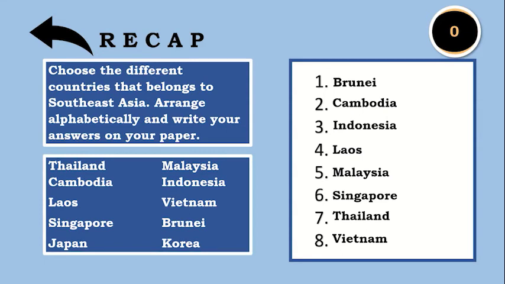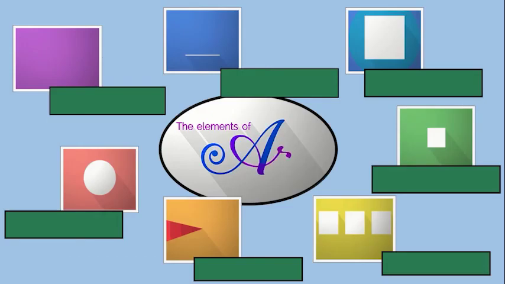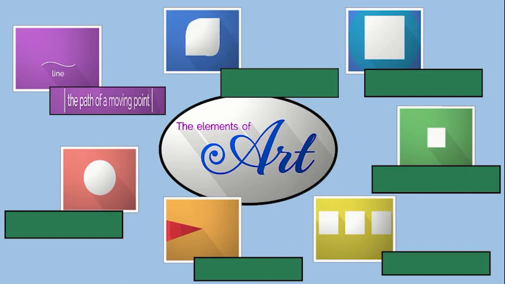Now let's get to know arts. Let's discuss first the elements of art. There are 7 elements of arts. First is line. Line is the path of moving point. If you connect 2 dots, that will create line. Next is shape. Line creates shape. It is a contour of a flat object.